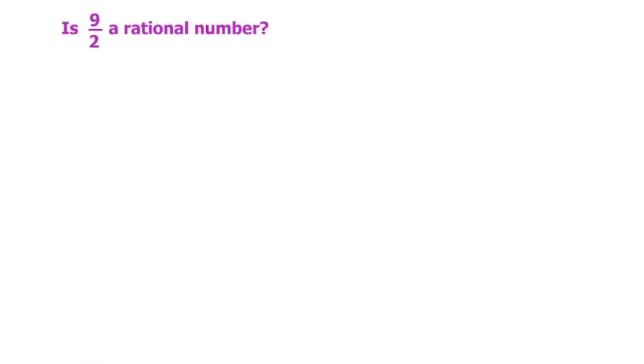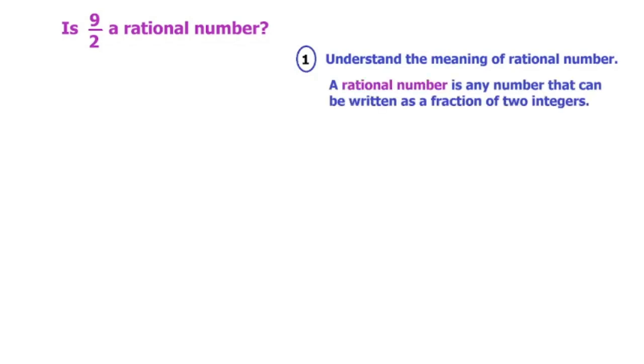In today's video, I'm going to teach you about rational numbers. So if we have a problem like this one that says, is 9 over 2 a rational number? The first step is to understand the meaning of rational number. And the meaning is, a rational number is any number that can be written as a fraction of two integers.